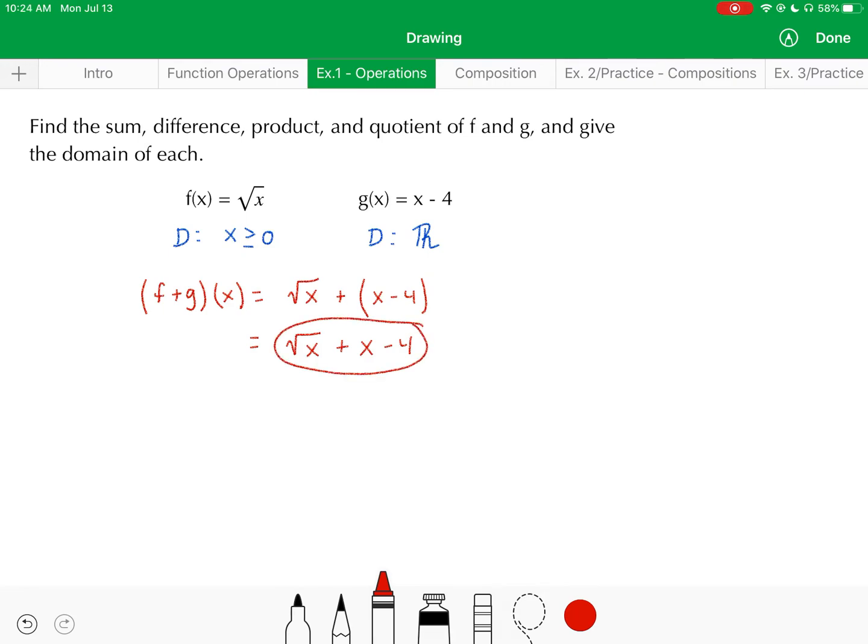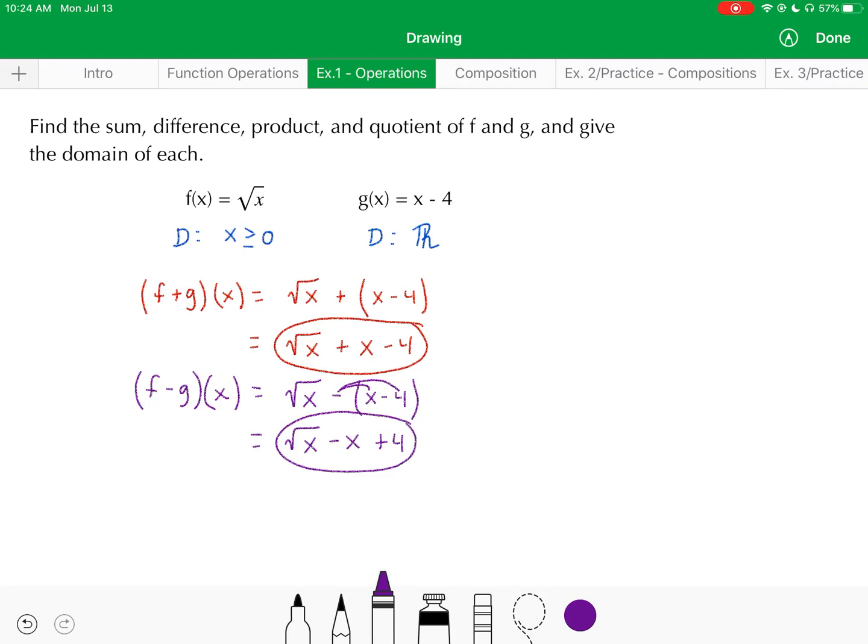Okay. Now for the difference between f and g, the parentheses matter. So that's going to initially look like the square root of x subtracted by the quantity of x minus 4. Okay, and the parentheses matter because it shows me that I should be distributing this negative. That's going to give me the square root of x minus x plus 4 for my difference.